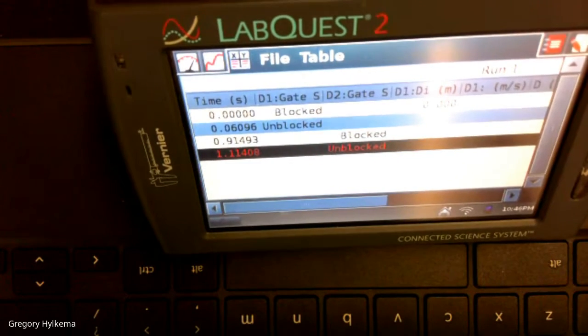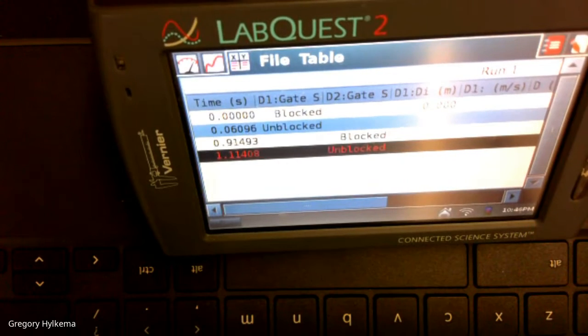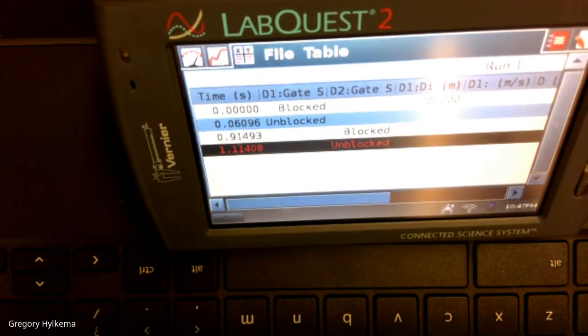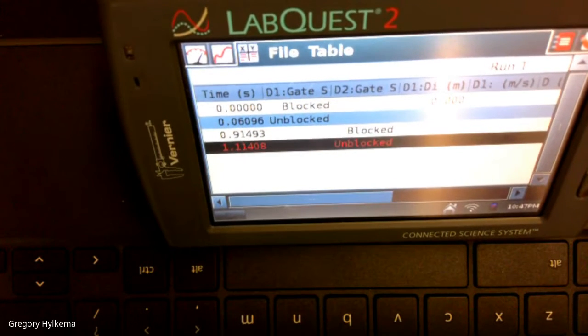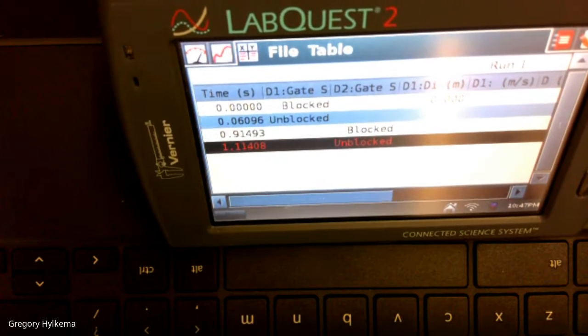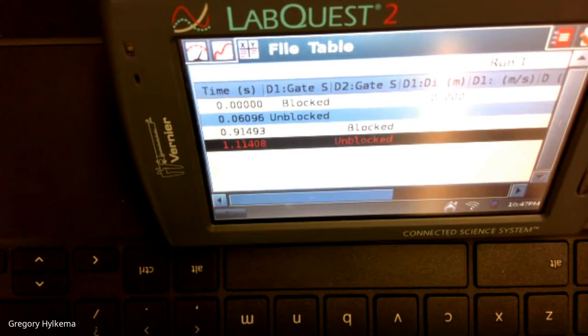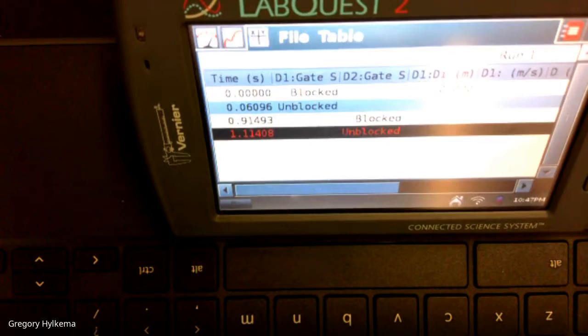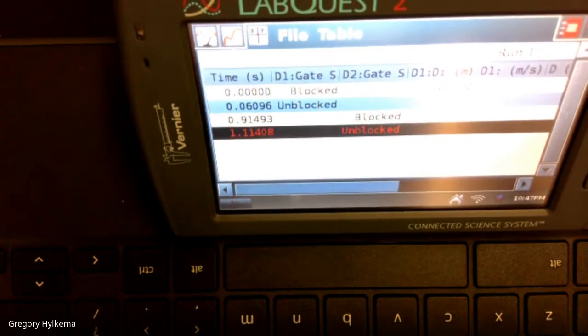We'll explain what the blocked and unblocked means a little more in the directions, but essentially it just means that as the car first blocks the little sensor, it starts the timer, and when it unblocks the sensor, it stops it. So that's really all there is to trial number 1. So we're going to give number 2 a try.